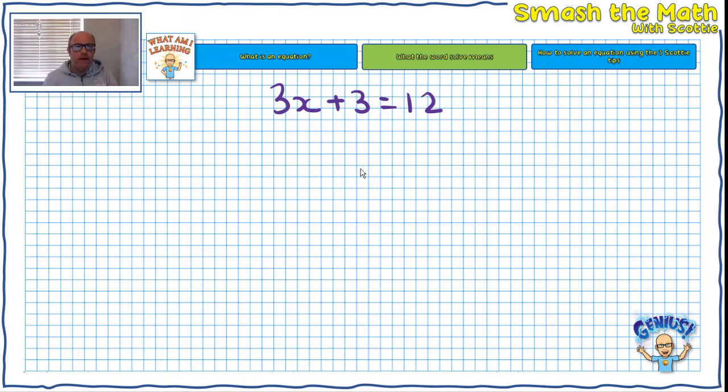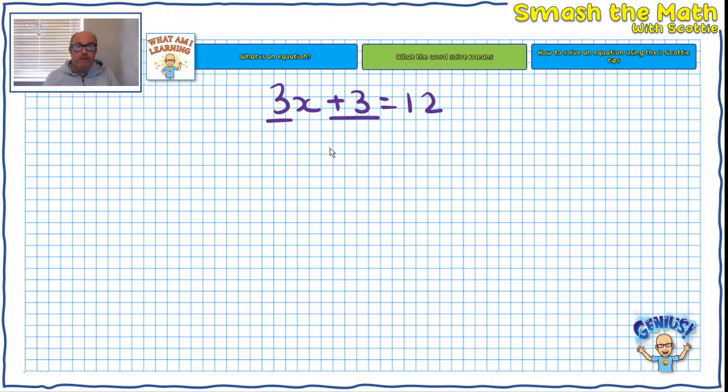Now to do that, the first tip is we think to ourselves, what I need to do to find out what that is, I need to get that on its own. So to get that on its own, I know I need to get rid of my +3 and I need to get rid of this 3 here, the coefficient next to the letter. Okay, in this case x.